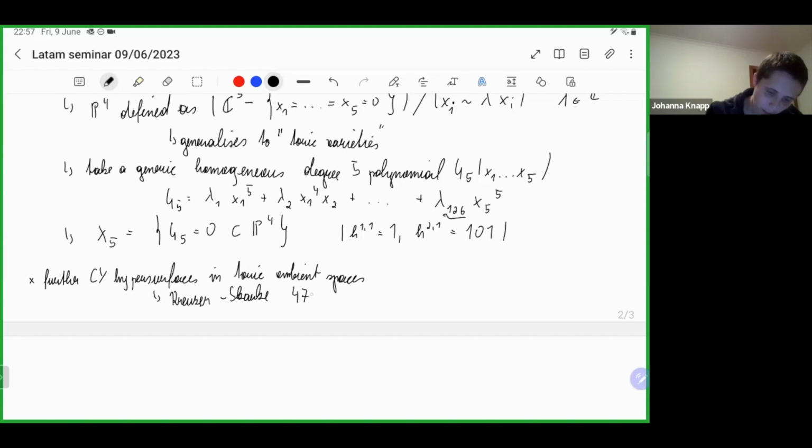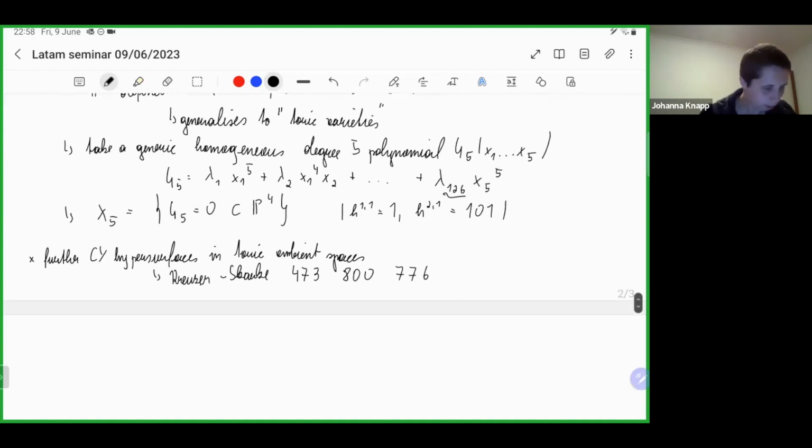And I really like this number. They found 473,800,776 of them with all the mirror symmetry in place. So there is an abundance of examples of Calabi-Yaus, and people only look at the quintic because it's the most famous one, but certainly there's more to do.